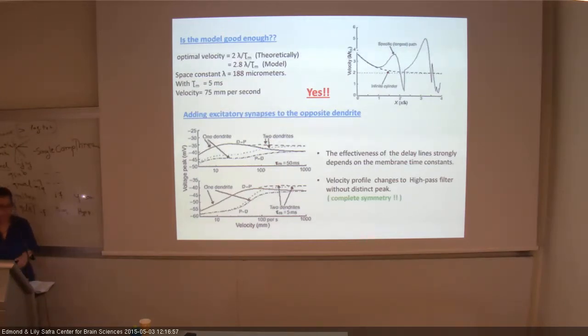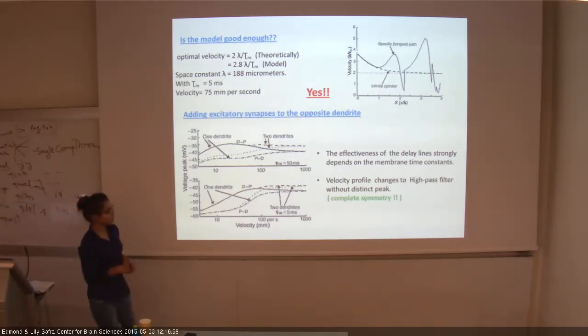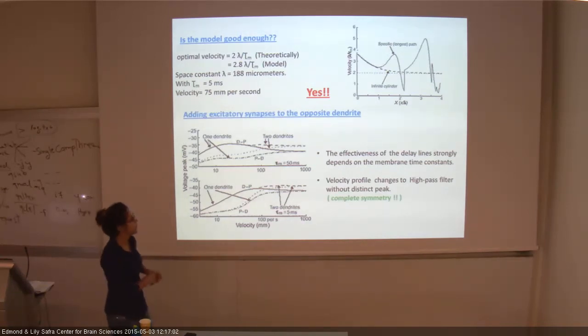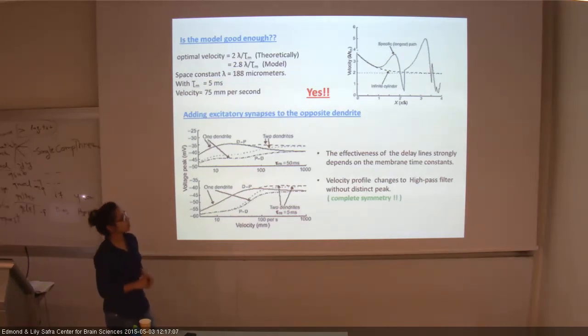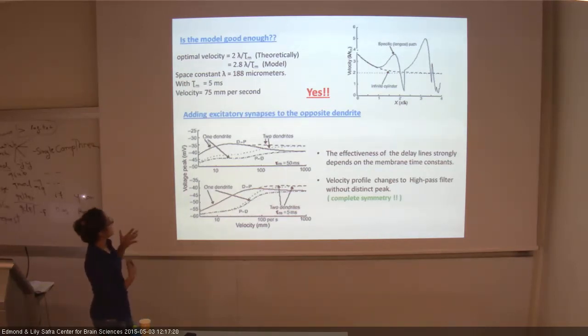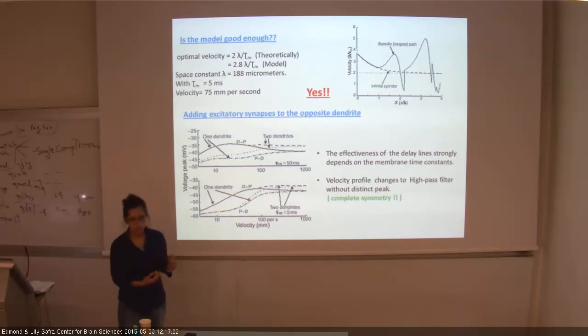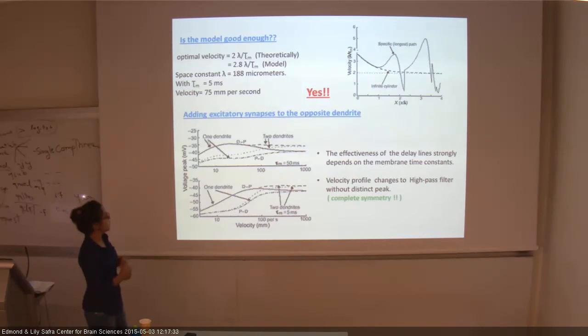Okay, then they wanted to check if their model is good or not. They compared it with the infinitely long cylindrical cable, and we studied in class that for an infinitely long cylindrical cable, the optimal velocity number is almost equal to 2.8 lambda by tau m. And the other parameters like space constant, tau, and optimal velocity are also in accordance with the theoretical value. So they decided, okay, their model is good, and let's proceed with further studies.